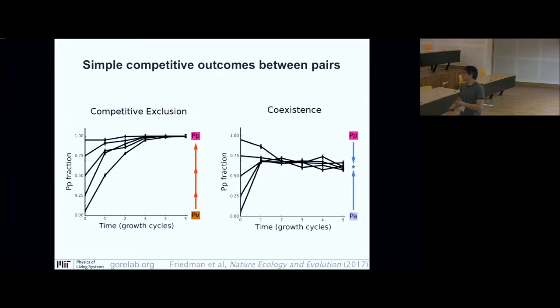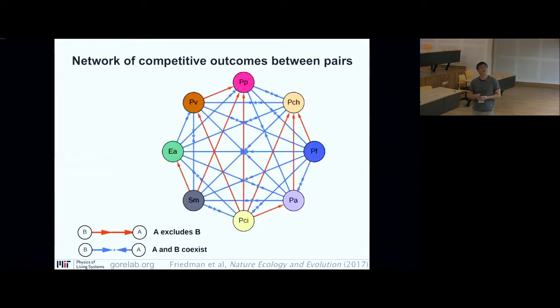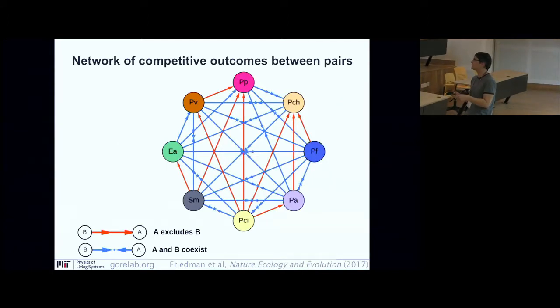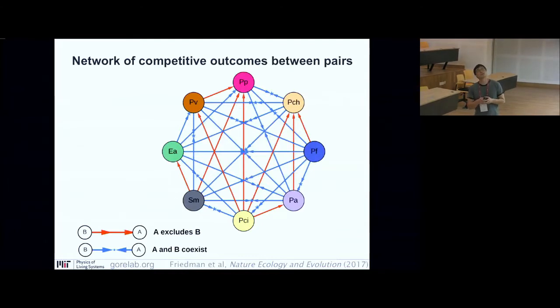All right. Then we go and do a bunch of measurements, and after we do that, this is what the experimentally measured network of pairwise competitive outcomes looks like for these 8 species. And remember, the arrows go from the loser to the winner. So for example, you can see that PP is perhaps the most fit of those species, because it can outcompete 3 others and it coexists with the other 4.